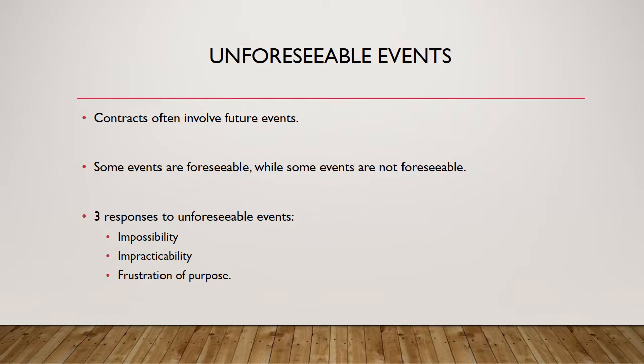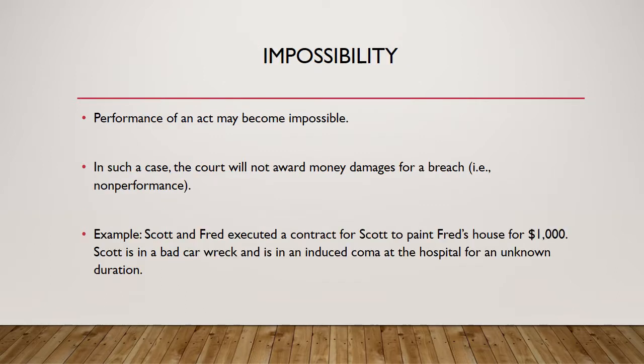There are some events that can be unforeseeable, and these unforeseeable future events may make a contract unenforceable. So there are three types of unforeseeable events that create the right to void a contract. One is impossibility, the other is impracticability, and lastly, frustration of purpose. So let's look at impossibility quickly. Impossibility means that the performance of some act may become impossible.